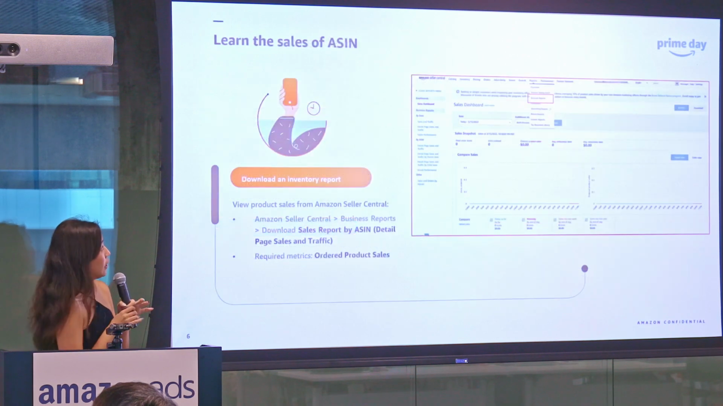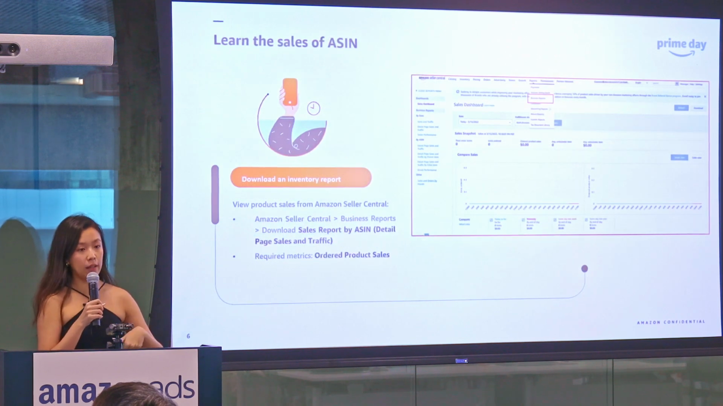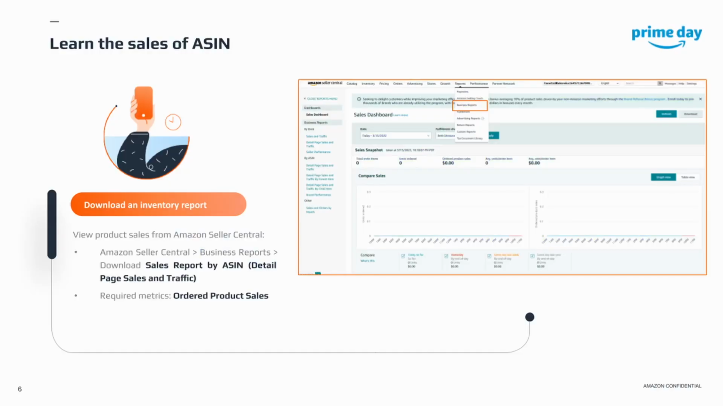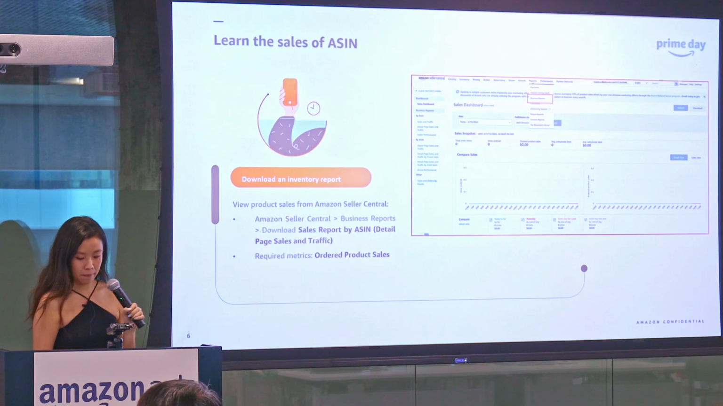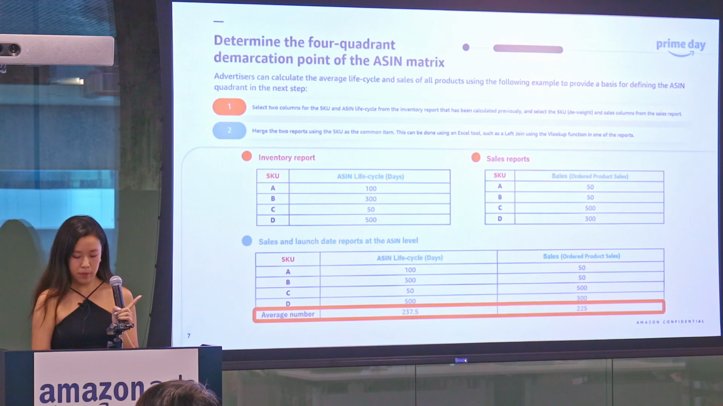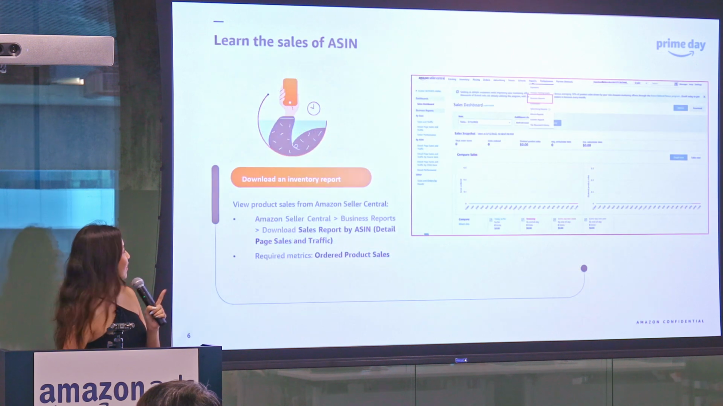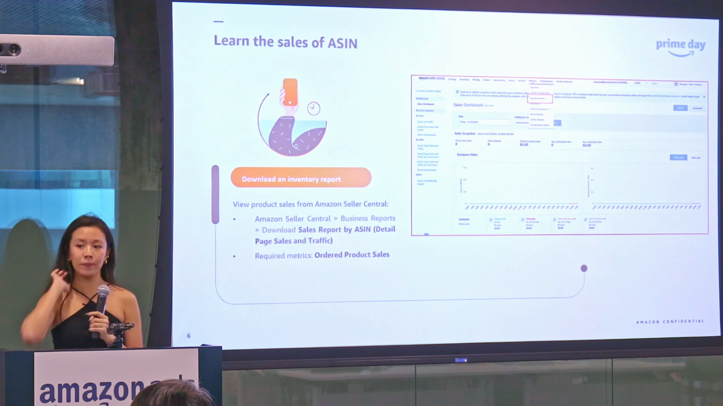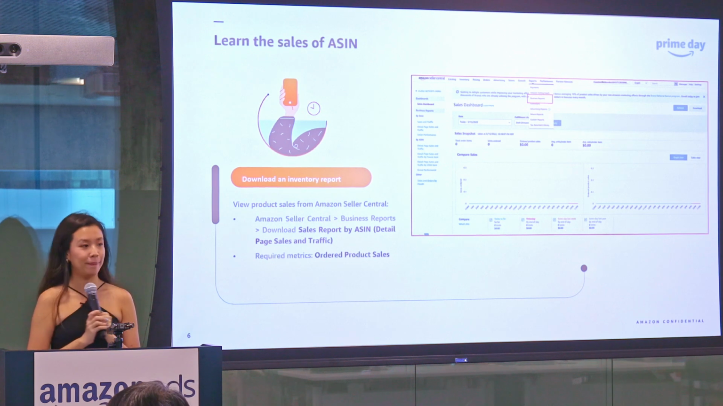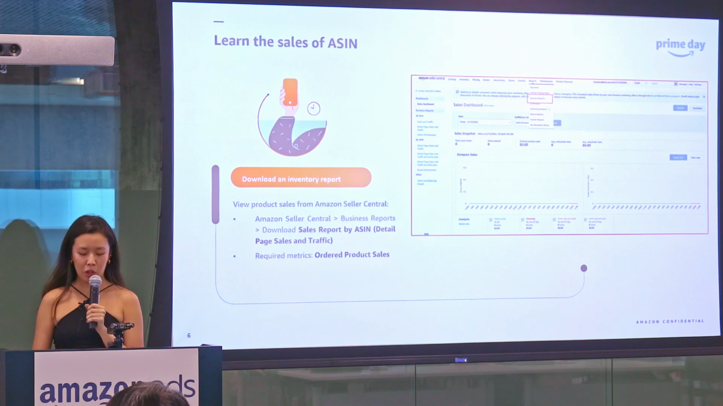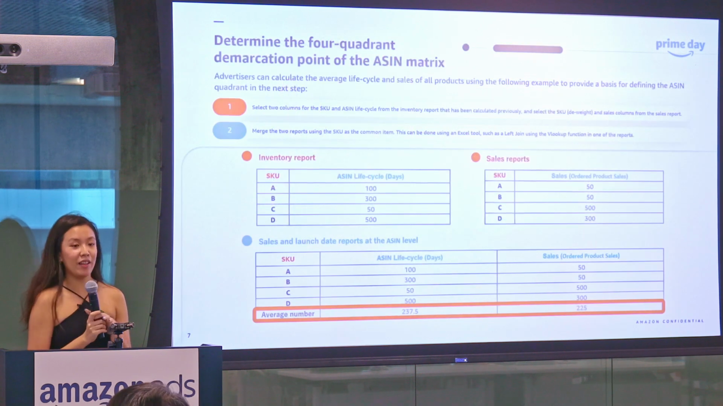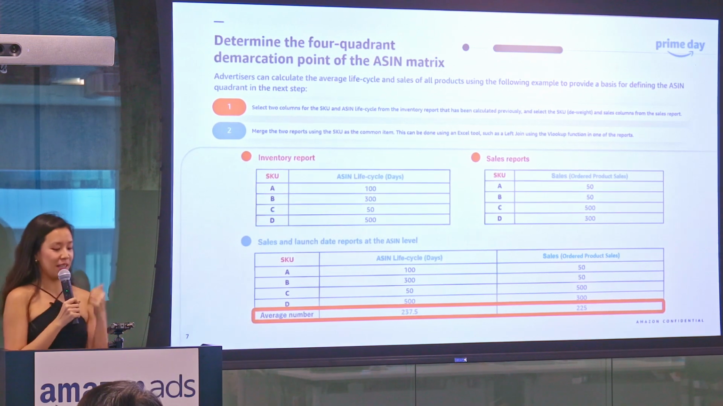Then you also want to look at the sales of your product. How many orders did you get on each of your products? You can download your inventory report on Seller Central and then download your sales report. Oh, sorry, did everyone take that? If anyone missed out, you can find me after this as well.